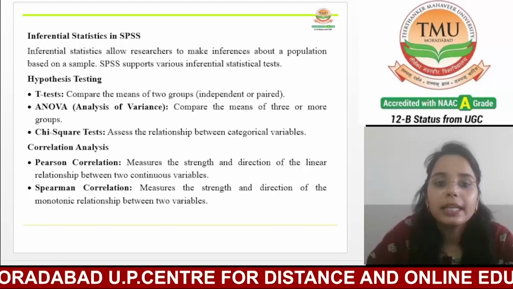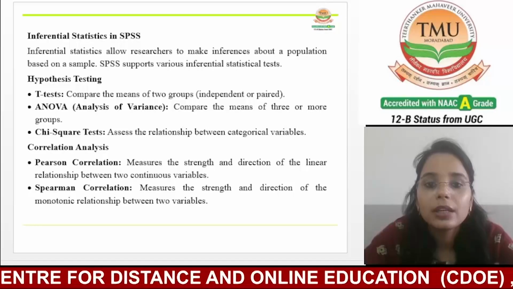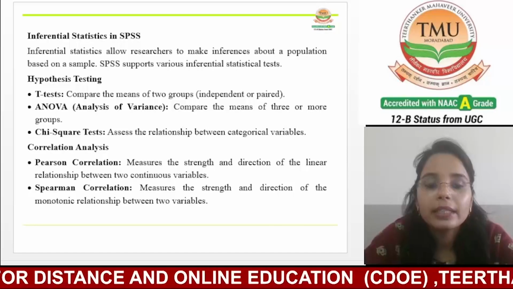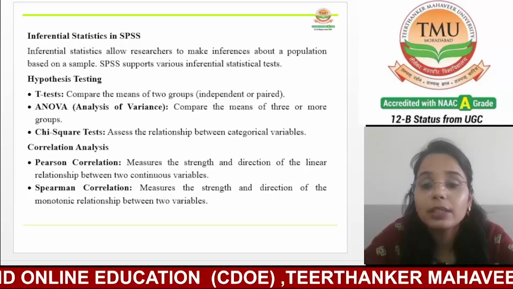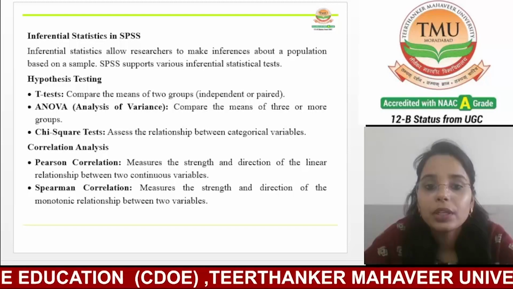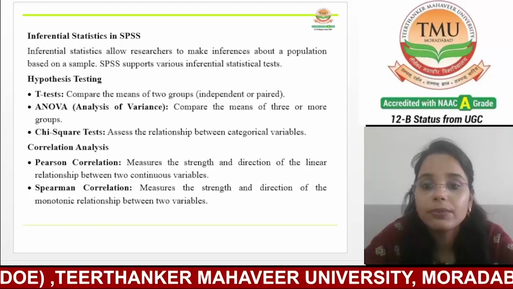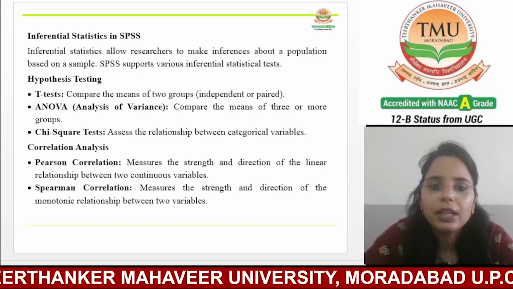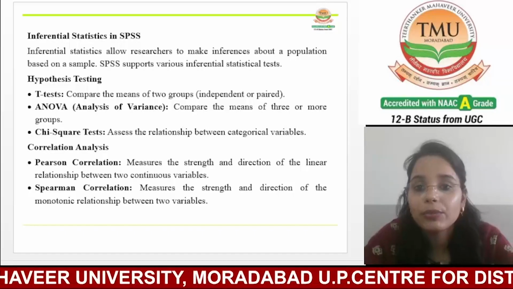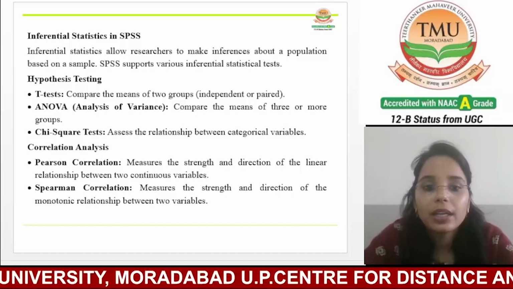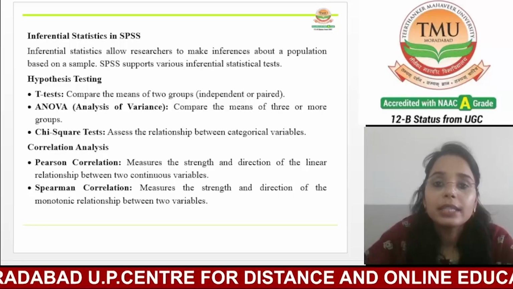Now, the second one is ANOVA. ANOVA stands for Analysis of Variance. Analysis of variance is a statistical method used to compare the means of three or more groups to determine if at least one group mean is significantly different from the others. There are several types of ANOVA tests available in SPSS, including one-way ANOVA, factorial ANOVA, and repeated measures ANOVA. So let's understand one by one.